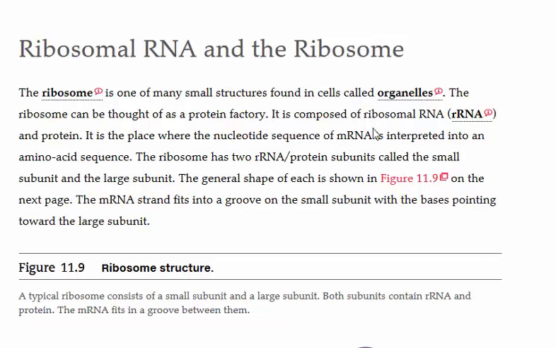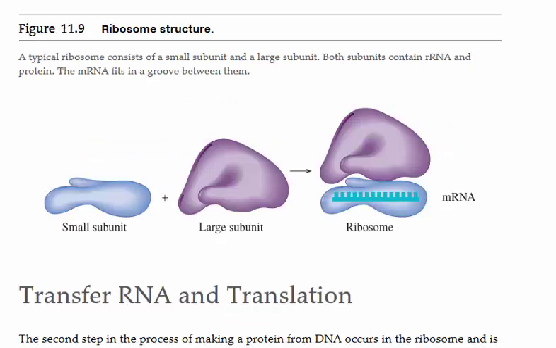And ribosomal RNA, or lowercase r RNA, and proteins make up the ribosomes, which are really complex. A typical ribosome consists of a small subunit and a large subunit. Both of these units contain proteins and RNA, and the messenger RNA fits in a groove in between the small subunit and the large subunit.